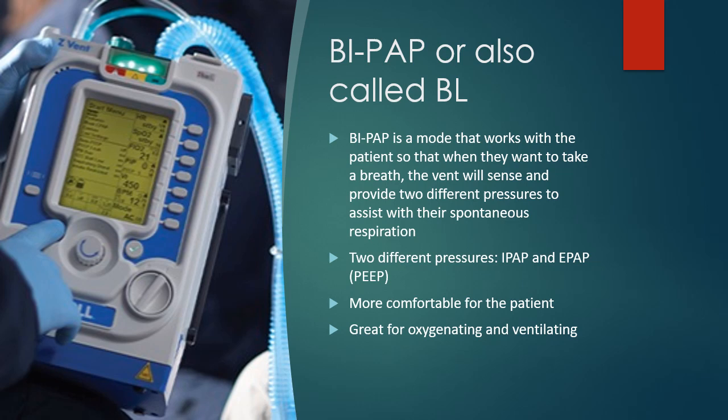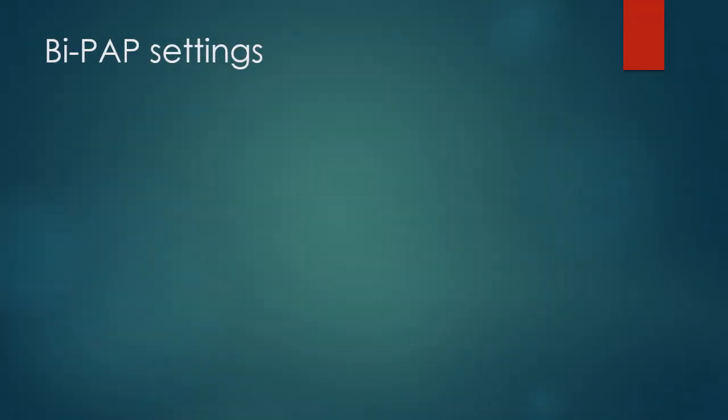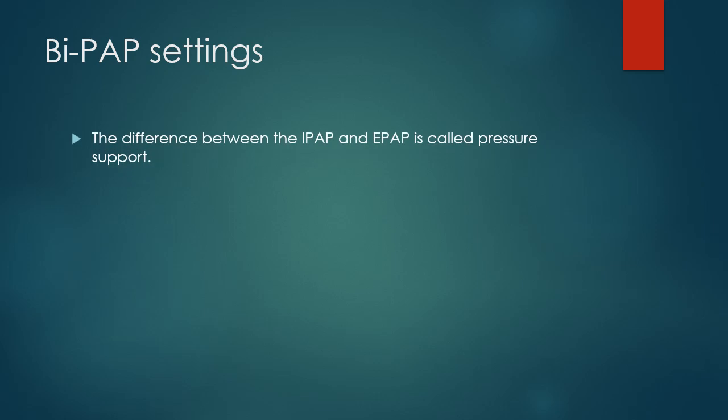As mentioned previously, this helps the patient because it's more comfortable for them, and it's great for oxygenating and it's great for ventilating. So one big thing that you guys have to put into your brain is that the difference between the two numbers in BiPAP mode is called pressure support. Your IPAP is your inspiratory positive airway pressure, your EPAP is your expiratory positive airway pressure. Typically when you're putting somebody on BiPAP, you're starting at a setting of 10/5. Essentially you have 10 of inspiratory pressure and 5 of PEEP, because remember EPAP is PEEP.